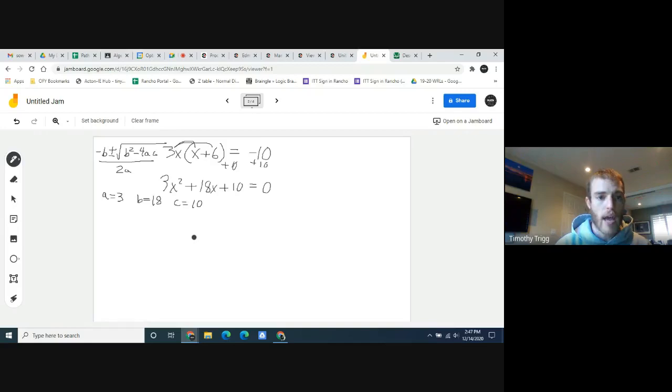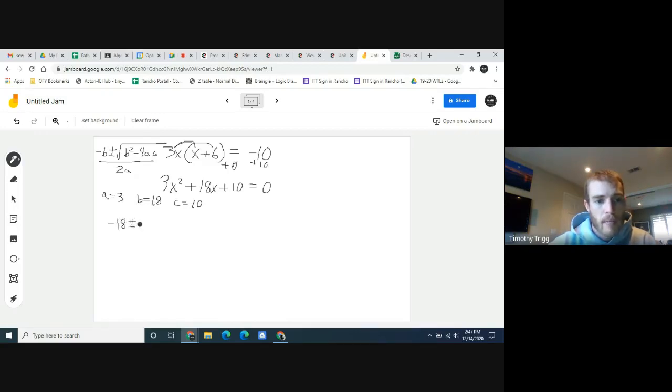All right. So now we just plug these numbers into the formula. So everywhere you see an a, we're going to replace it with 3. Everywhere you see a b, we're going to replace it with 18. And the c, I'm going to replace with 10. So negative b becomes negative 18.